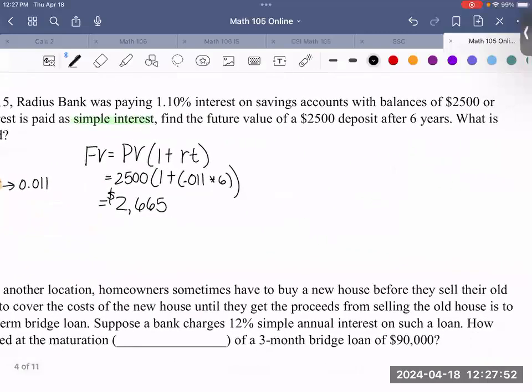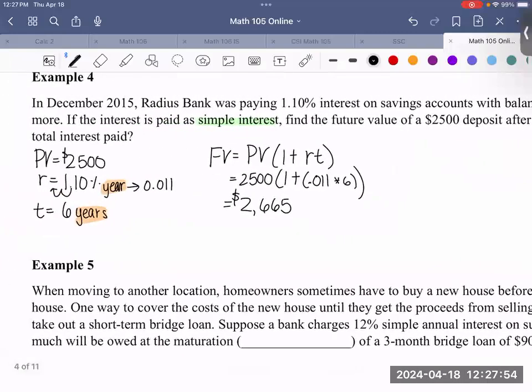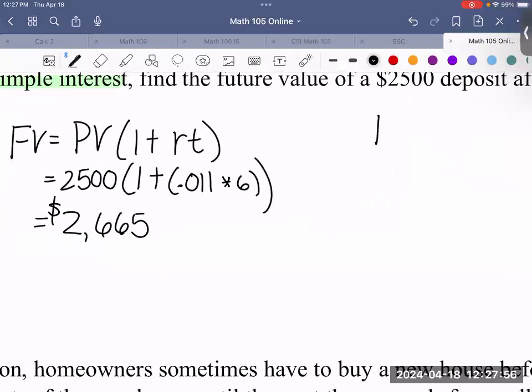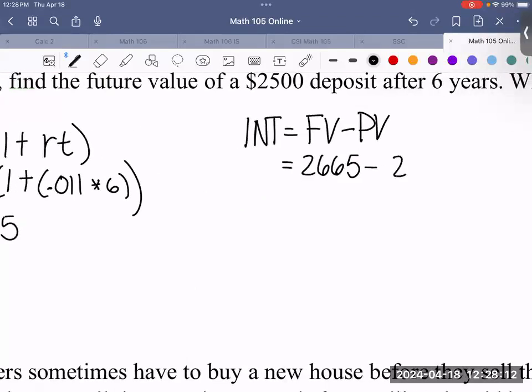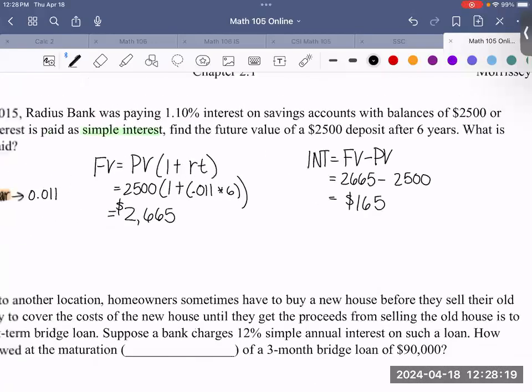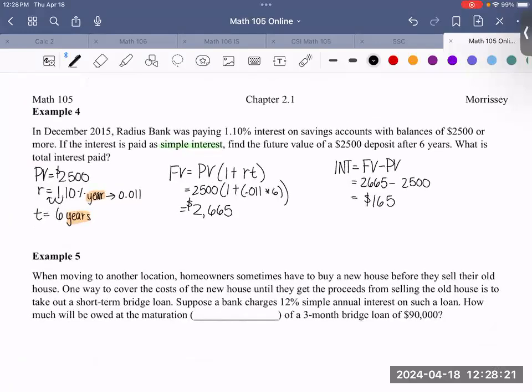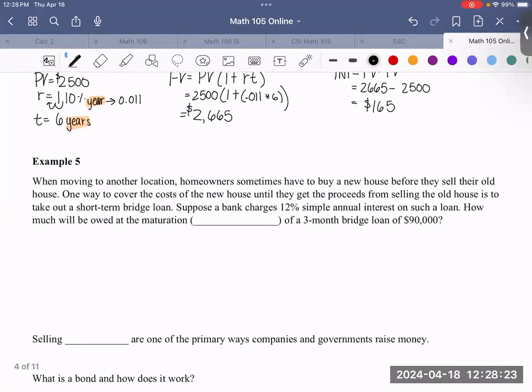So it says find the future value, and then it says what is the total interest paid? So if we know your interest is equal to your future value minus your present value, this is the one I'm going to recommend you use most often. We're going to take what we ended with and subtract by what we started with, which is $165. Perfect. Again, another one for you to try out on your own.